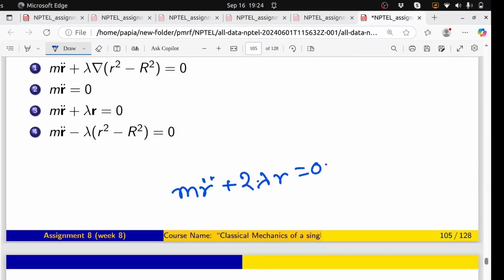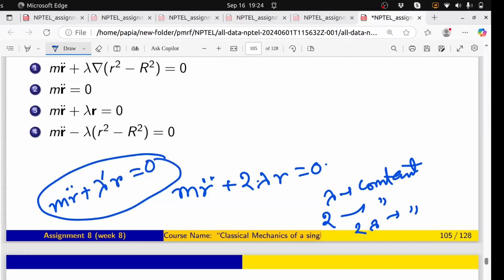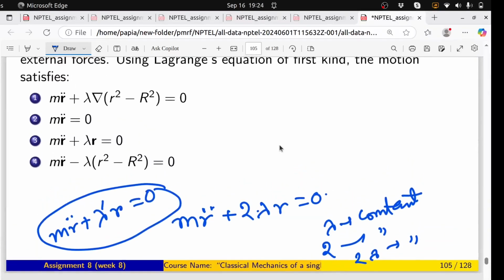Now you can see that the lambda is a constant one. So 2 is also a constant. So 2 lambda is also a constant. So I can just replace that one by another lambda prime or something. So that is the expression. So coming to the option here, actually this is the correct option.